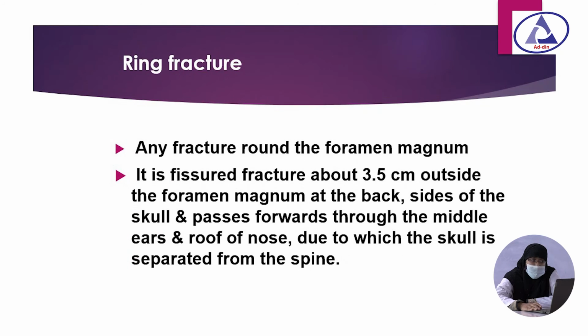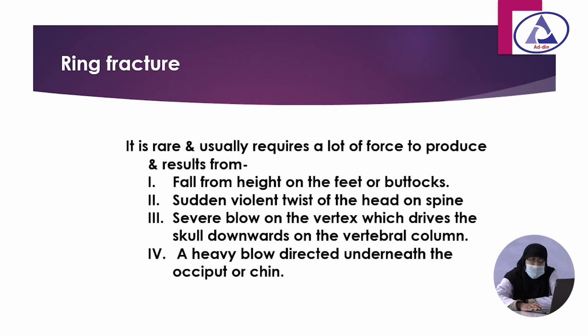In case of ring fracture, it is around the foramen magnum. It is a fissure fracture about 3.5 cm outside the foramen magnum at the back sides of the skull and passes forward through the middle ear and roof of the nose, due to which the skull is separated from the spine. It is rare and usually requires a lot of force to produce. It results commonly from a fall from height on the feet or on the buttock, a sudden violent twist of the head on the spine, a severe blow on the vertex, which drives the skull downward on the vertebral column, and a heavy blow directed underneath the occiput or chin.